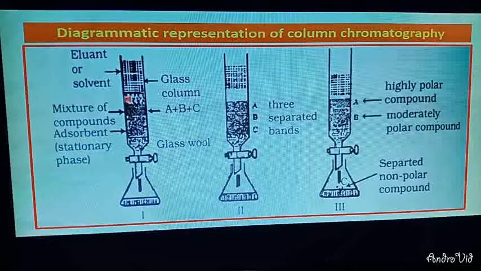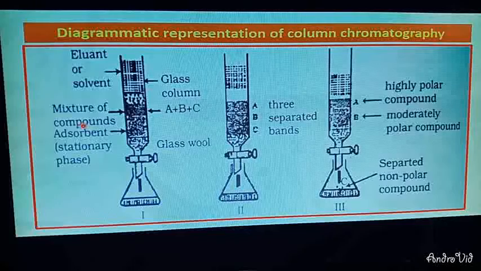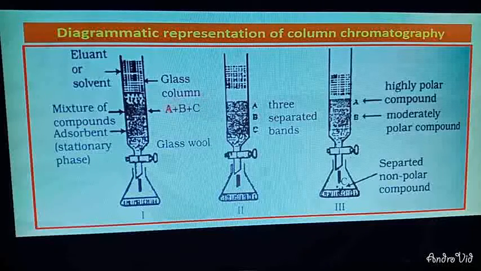At the same time, there is also a mixture of components or compounds that needs to be analyzed. A, B, C, a mixture of A, B, C is also present here, and as it is a column, there is a stationary phase, basically a solid adsorbent, which can be alumina or silica gel type substances, packed on the wall of the column. Okay, when you pass this solvent as eluent from the top of the column, what will happen?